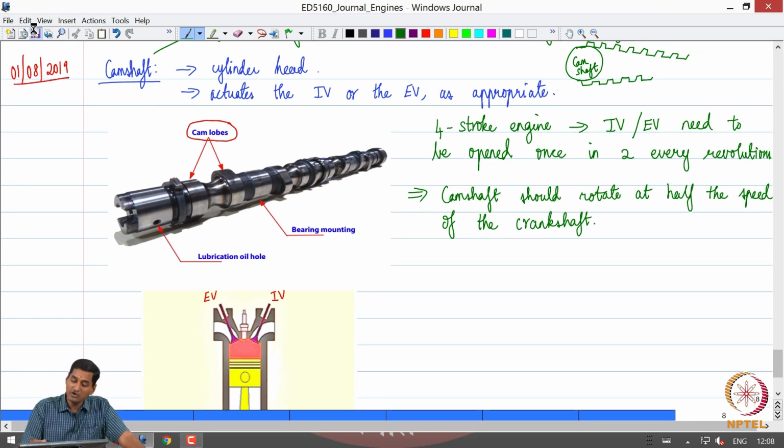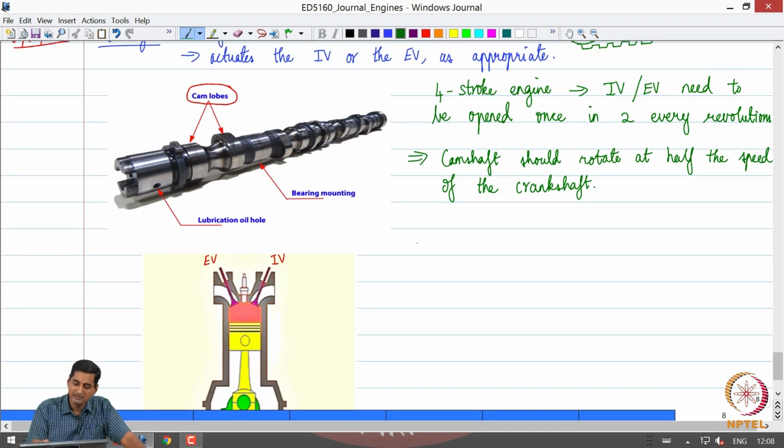What about other components in an engine? We will look at them as we go along. So, these are some of the main components. Some other components which we would also discuss as we go along. One would be what is called a flywheel.